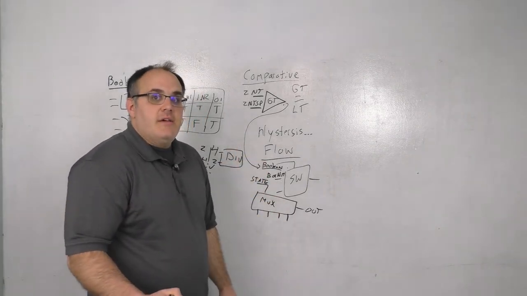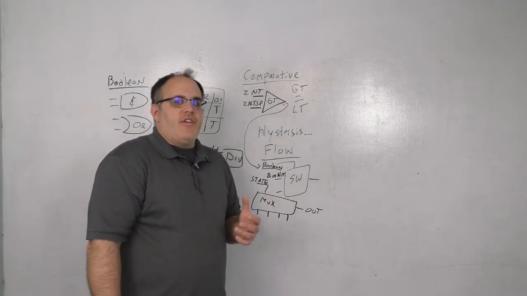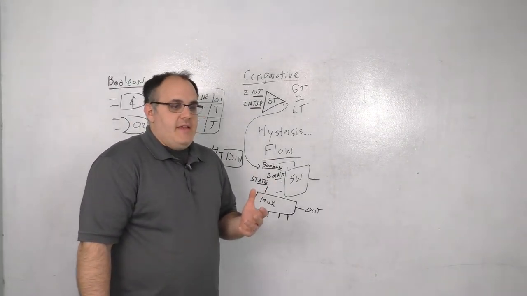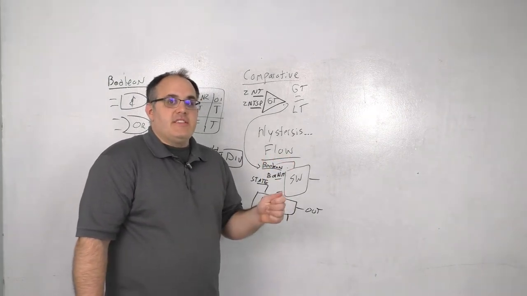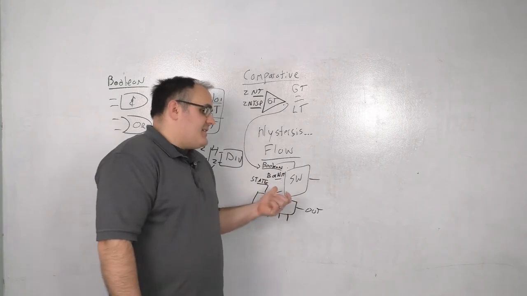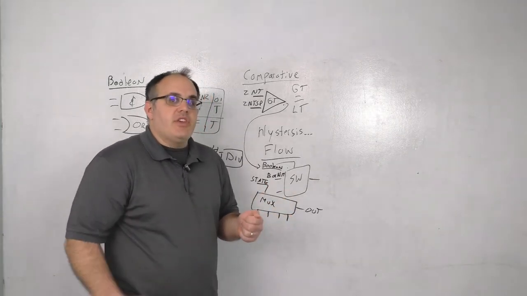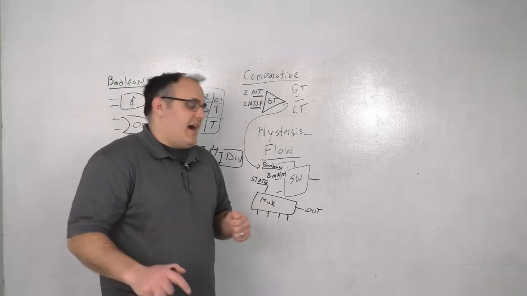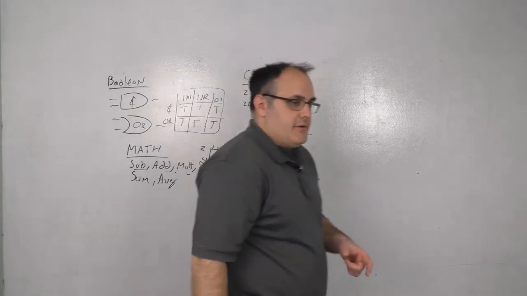Does that make sense? Think about it this way. If you have ever worked on a fan that has low, medium, high, that's a 3-speed switch. When you turn it to low, you get a low output. When you turn it to medium, you get a medium output. When you turn it to high, you get a high output. That's the same thing with a mux multiplexer.